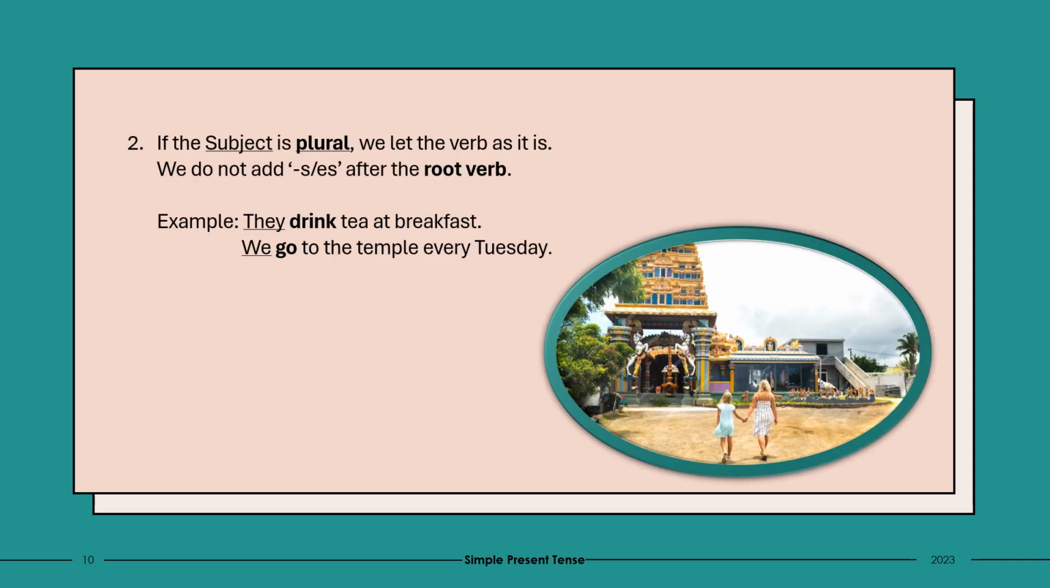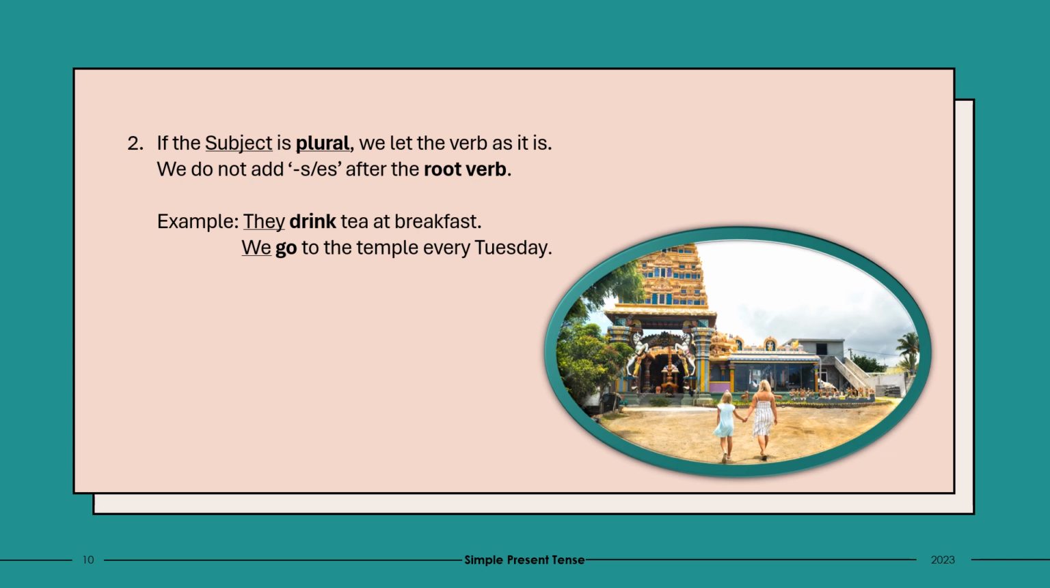However, if the subject is plural, then we leave the verb as it is. That means we do not add s or es after the verb. For example, they drink tea at breakfast. So they is your plural subject, meaning all of them, it's plural. So with this we have used the verb drink and we have not added any s or es. Similarly, we go to the temple every Tuesday. So we is your plural subject and with it we use the root verb, that is go, the first form of the verb without any addition.